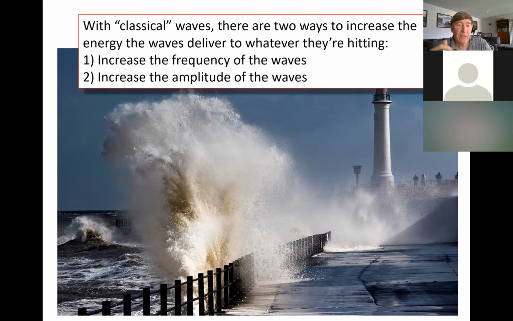So if you're Poseidon and you want to deliver a lot of energy to my boat in order to destroy my boat, there's two ways you could do it. One is you could increase the frequency. The other is you can increase the amplitude. That's the way classical waves work.